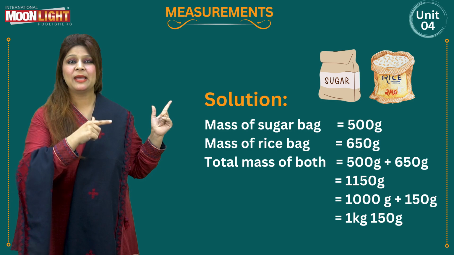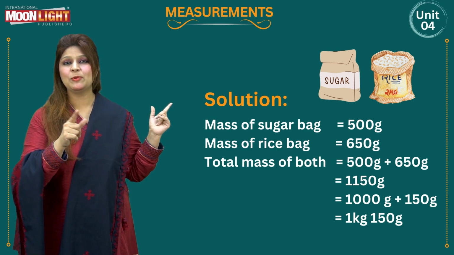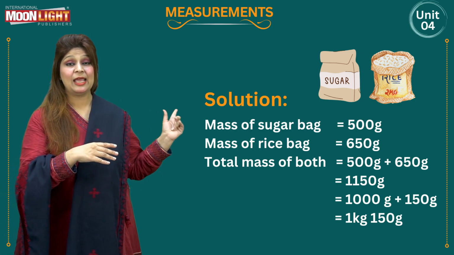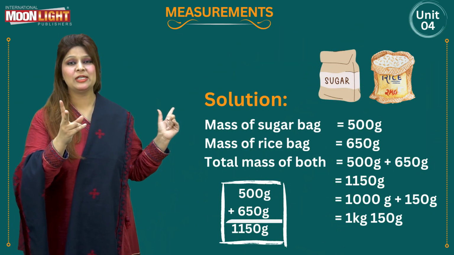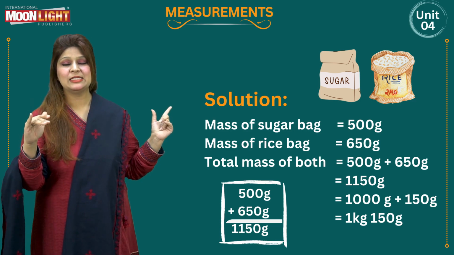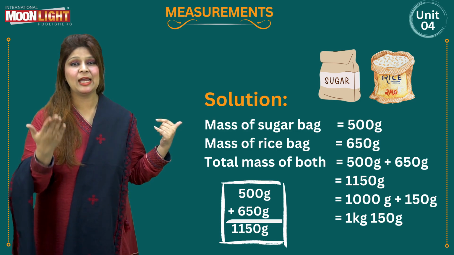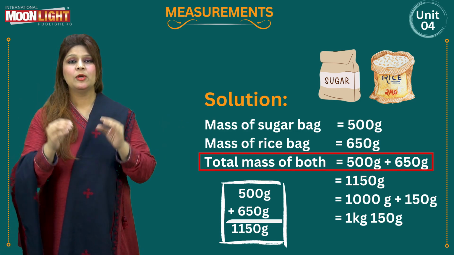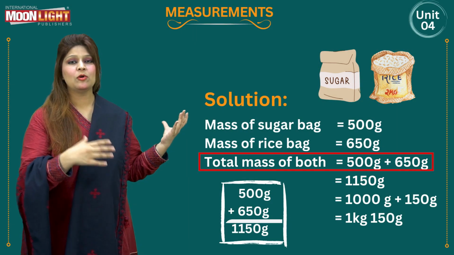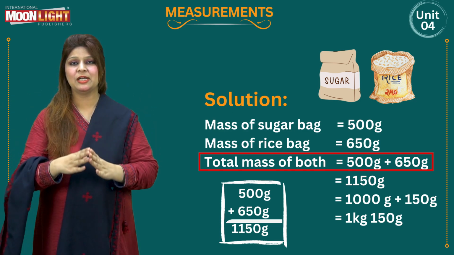Please underline mass of a bag of sugar. Instead of is, I am going to write equality symbol and then write 500 grams, and in the second sentence there is also one second quantity given which is mass, underline it, mass of a bag of rice. Instead of is, I am going to write equality symbol and write 650 grams. Now the question is saying you to find out the total mass of both. Total mass of both is equals to 500 grams plus 650 grams.